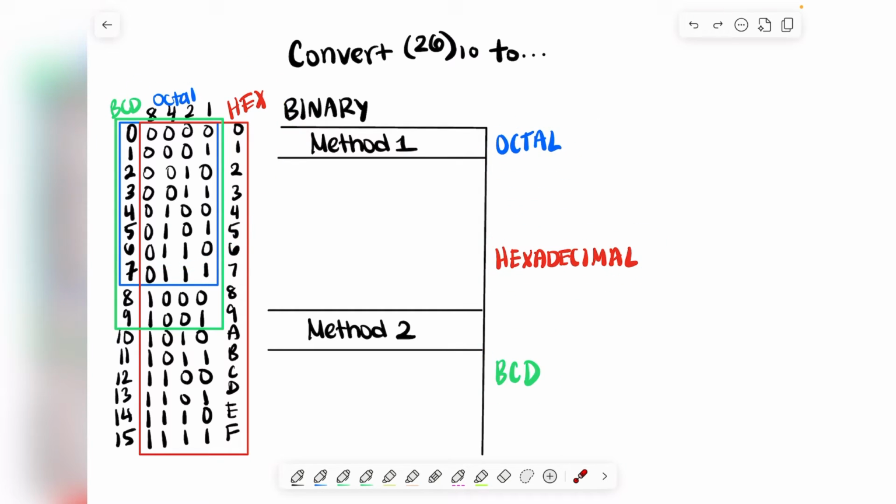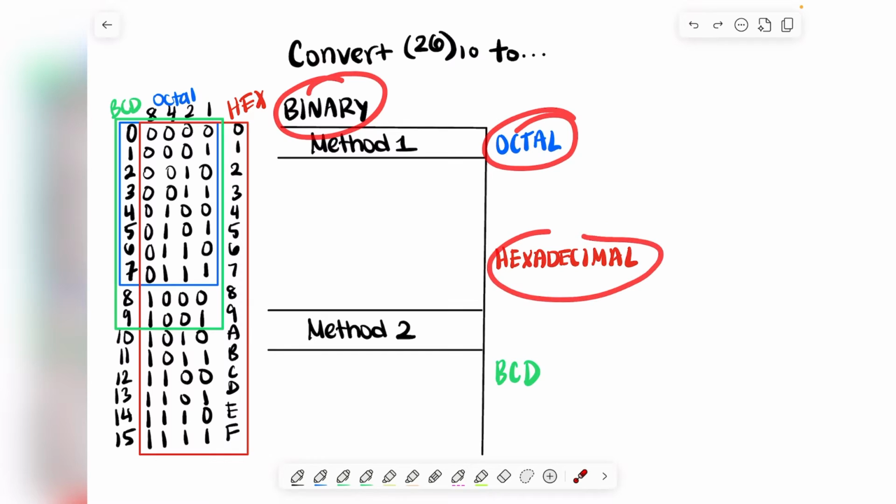Remember, just like we have different languages like English, Spanish, French to represent the same word, we can have different number systems like binary, octal, hexadecimal, BCD to represent the same number.